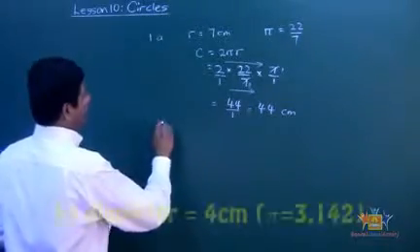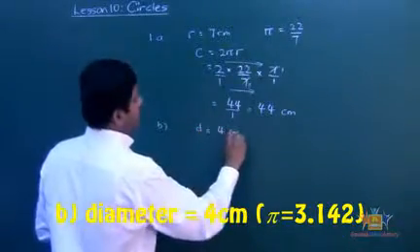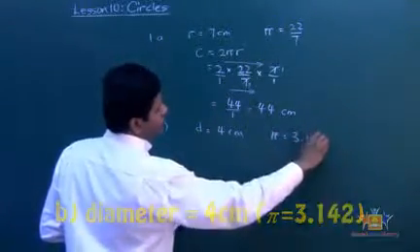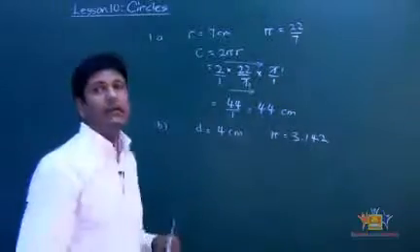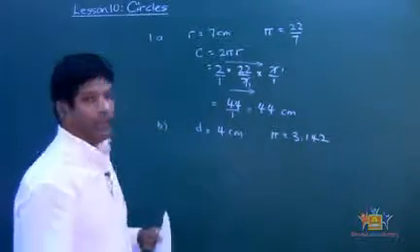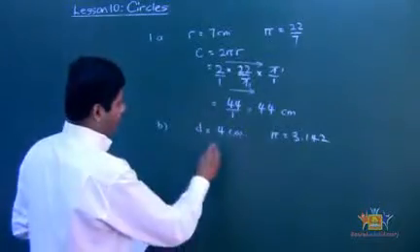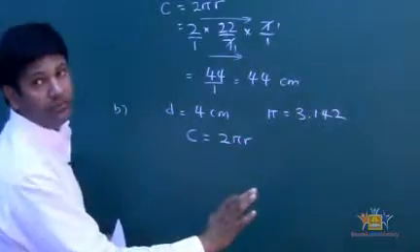Alright, okay, B. In B, you're given the diameter, which is 4 centimeters, and asked to use the pi value 3.142, which is pretty much the same. This is in the form of a fraction, this is in the form of a decimal. So, again, what's our method? First, we write out the formula. What's the formula? C equals 2 pi r. Just put the general formula first.